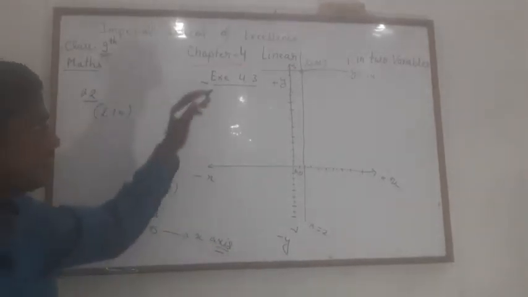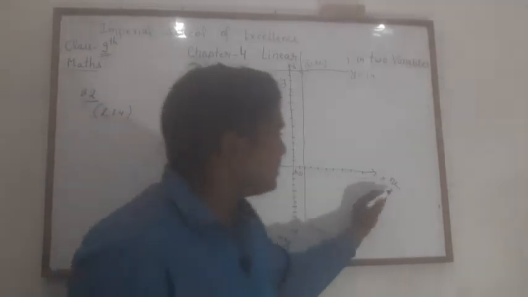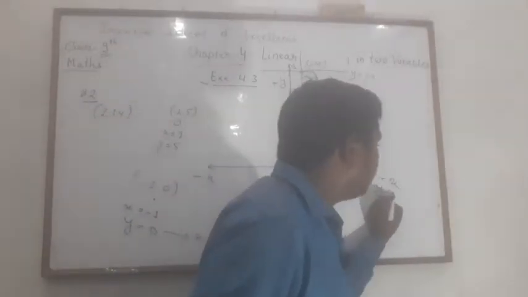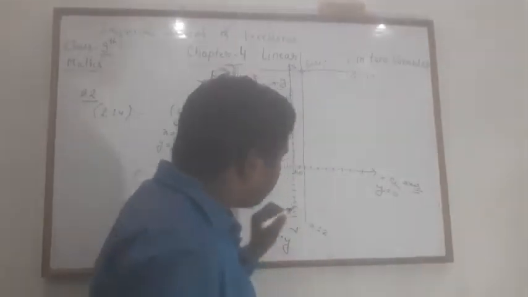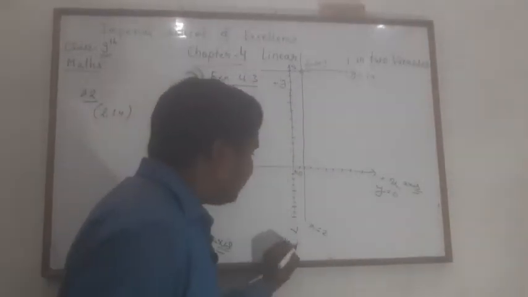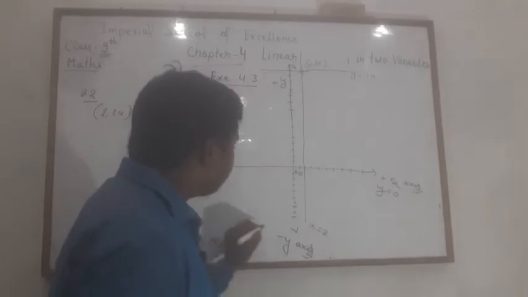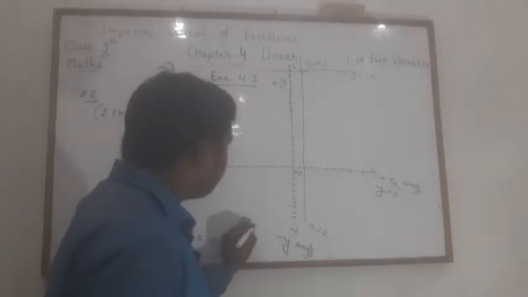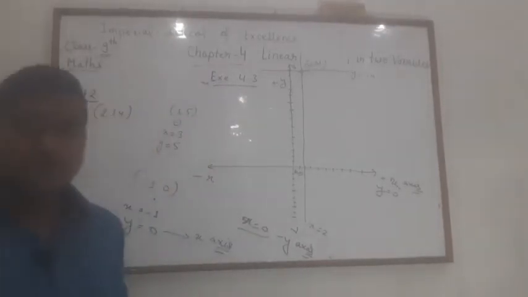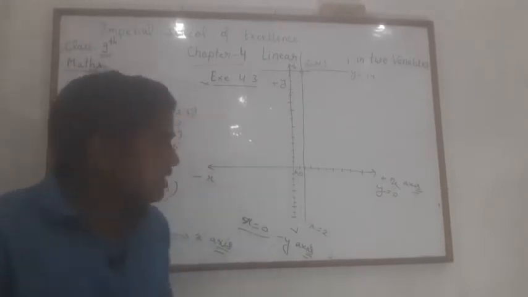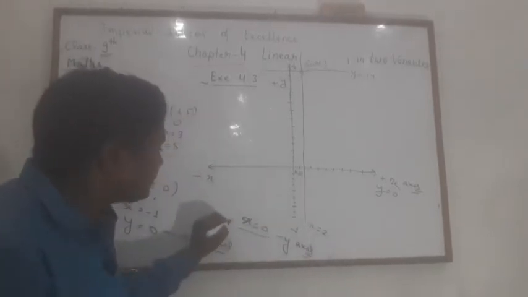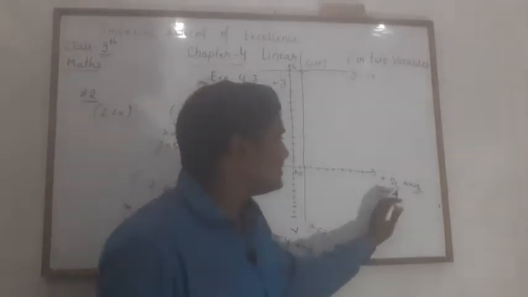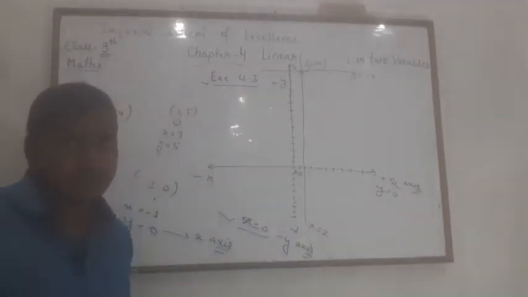Okay, what is the equation of x axis? Equation of x axis, y is equal to 0. Okay, and what is equation of y axis? Y axis, तो y axis का equation क्या होगा? x is equal to 0. So just opposite symbol is there, means y axis का equation क्या होगा? x is equal to 0, and x axis का equation क्या होगा? y is equal to 0.